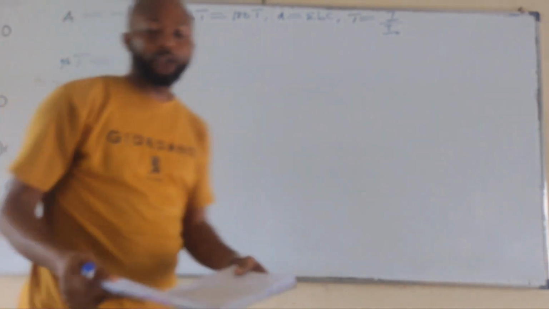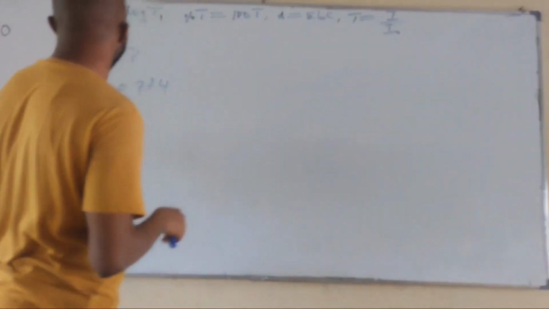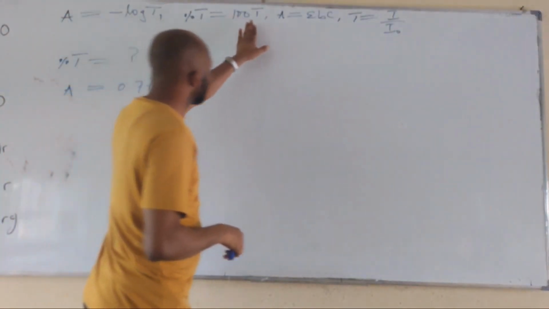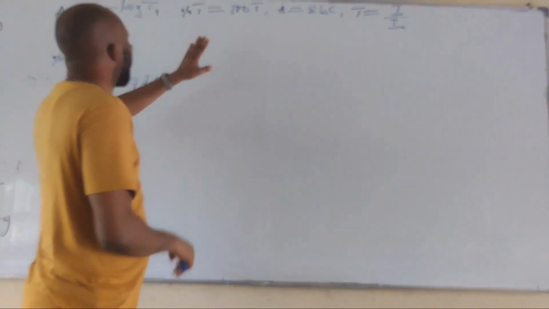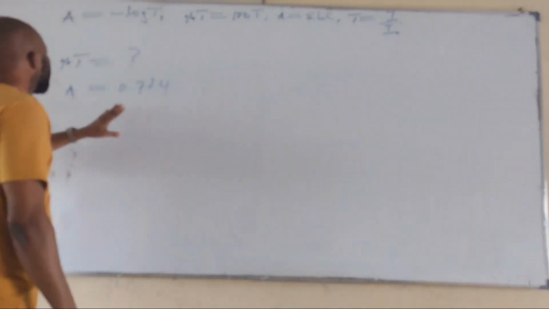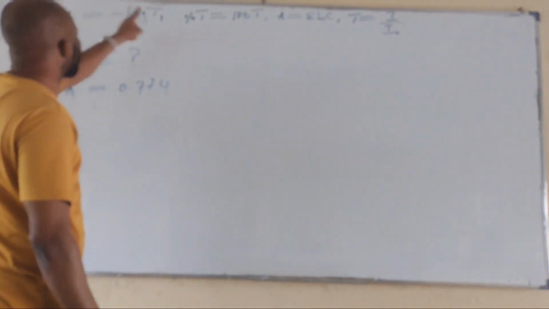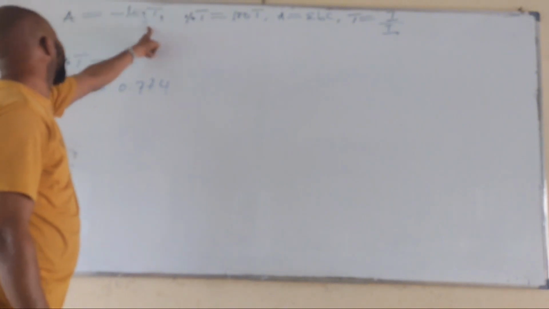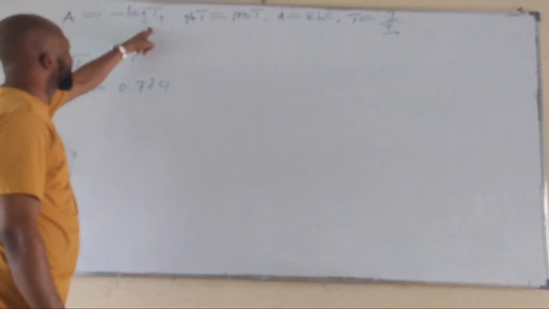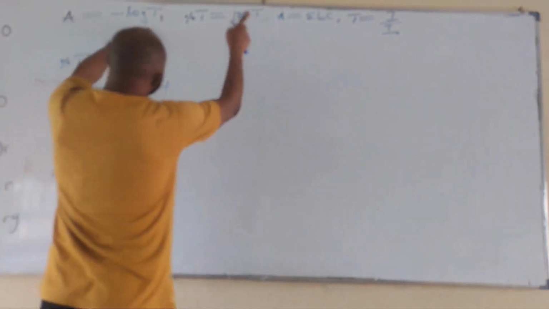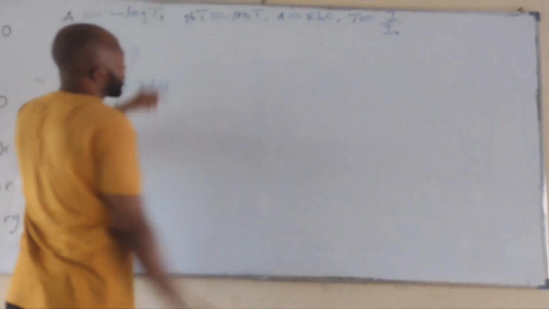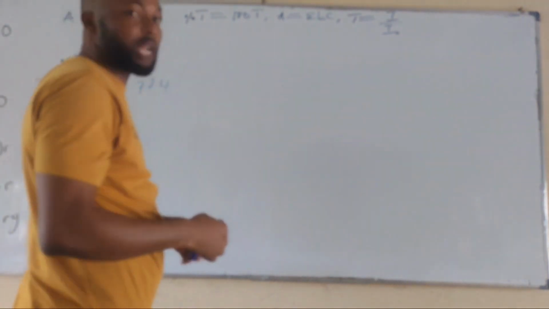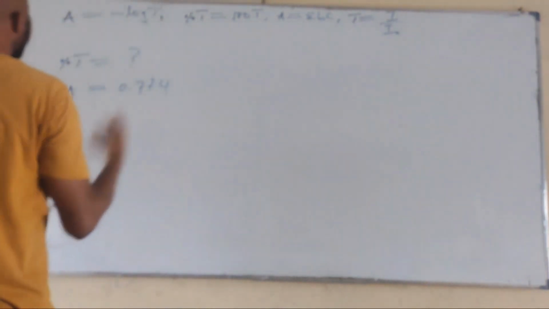So they've given me absorbance and they're asking for percentage transmittance. I can't get to percentage transmittance without knowing my transmittance. So I have to first of all get my transmittance by using this other formula, A equals minus log T. If I get my transmittance from here, then I can get my percentage transmittance by multiplying by 100. So it's not a direct question, but if you remember your formulas, you can always apply them. So let's see what we get.